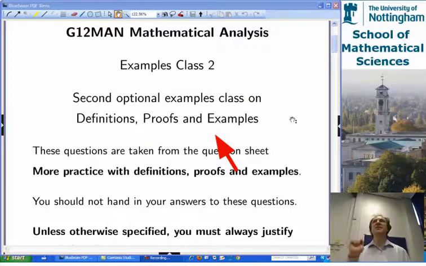Okay, so welcome to the second optional examples class on definitions, proofs and examples. And it's good to see a good turnout.